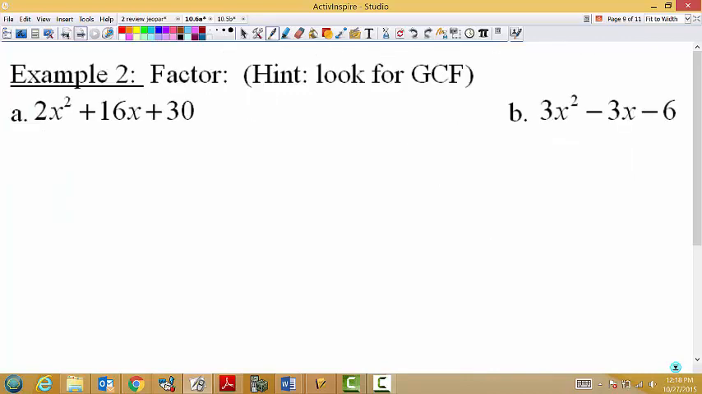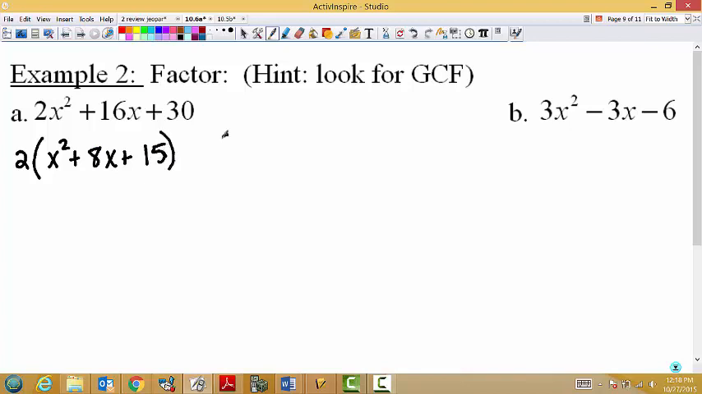Now this one, it says look for the GCF. Alright, the GCF is the greatest common factor. It's the biggest number that will go into 2, 16, and 30. You should notice that all these numbers are even. That means they all divide by 2. So I can take a 2 out. That gives me x squared plus 2 goes into 16, 8x, plus 2 goes into 30, 15.